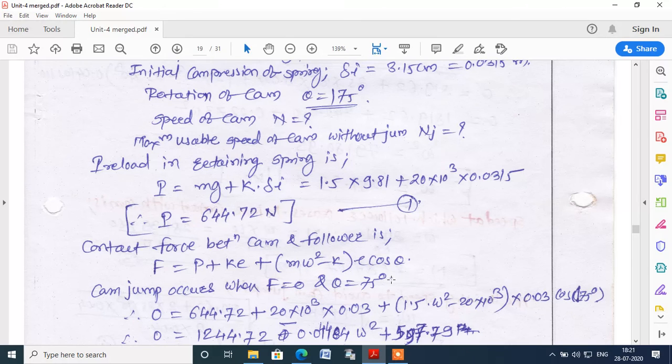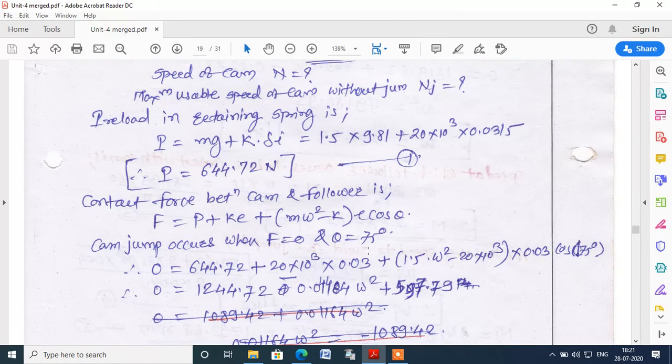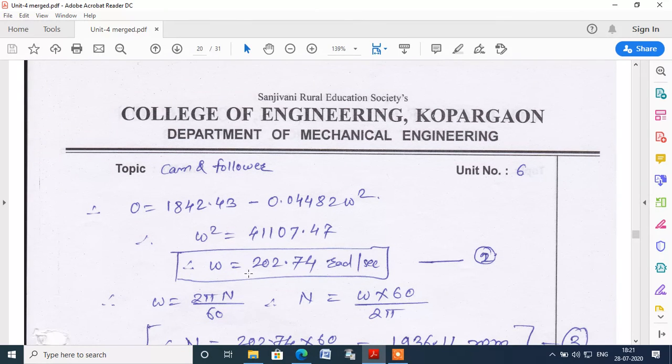Now cam jump occurs when theta is 175. So make a correction here, students: it is 175, not 75, 175. So at that 175, F is 0. Putting all the values here, F equals 0, P, then K, then E, then m omega square, which we have to calculate, minus K, E into cos 175. Just do the calculations. So we got omega as 202.74 radian per second. Students, just check this answer.